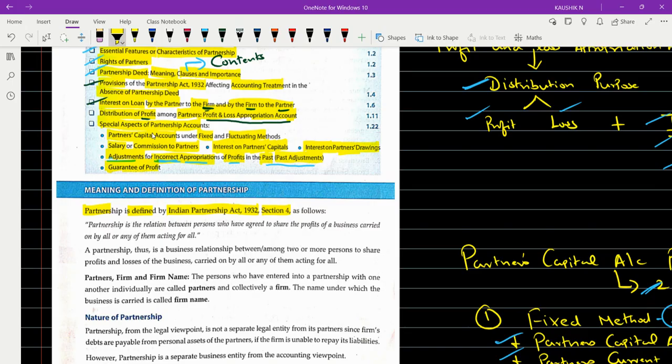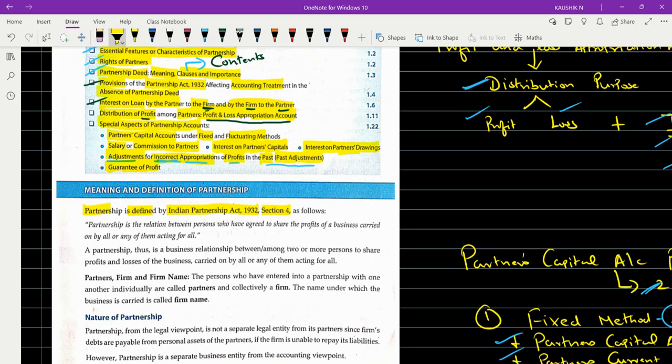On the other side, they may give you either the definition or the statement as the definition of partnership. Or it could be the other way also. On one side they may give you Section 4, and on the other side they may give you Indian Partnership Act 1932. Like that also you may be able to match it. So you should know very well which section and which act defines the partnership. Partnership is defined by the Indian Partnership Act 1932 and the section is Section 4.